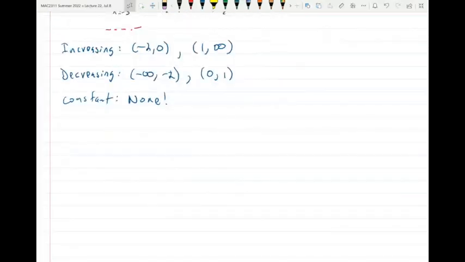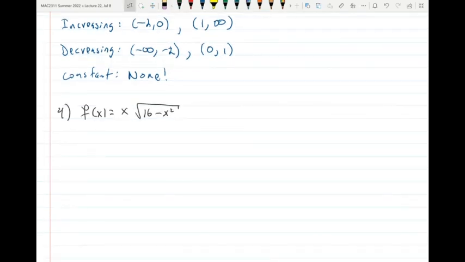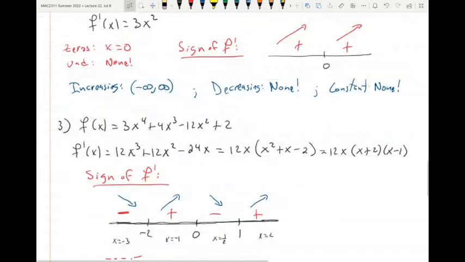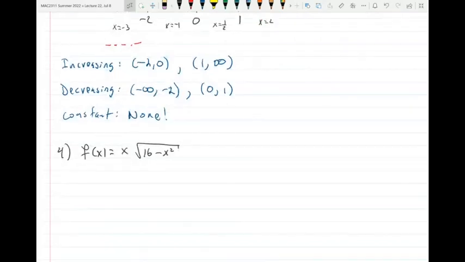Okay, so let's do number 4. Number 4 is f of x equals x times the square root of 16 minus x squared. Now remember, you always need to have the domain of the function in mind. I didn't worry about that in the first 3 examples because we had polynomials, and polynomials are defined everywhere, the domain is all real numbers. But here, now we see a radical, so we have to be careful. So let's find the domain of this function so that we know the restrictions we're working with.